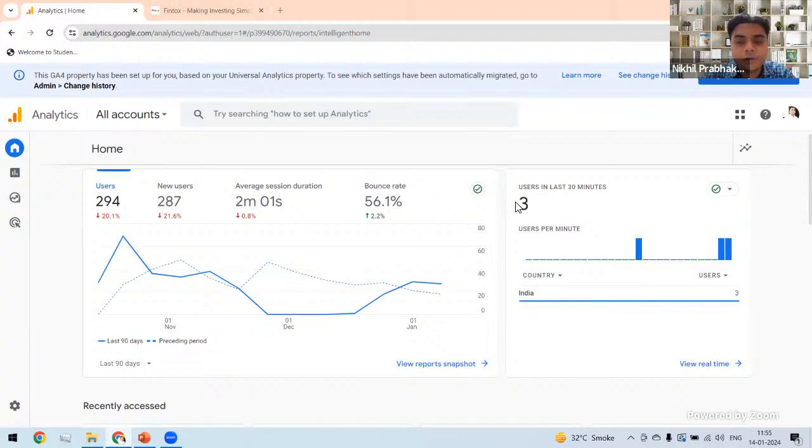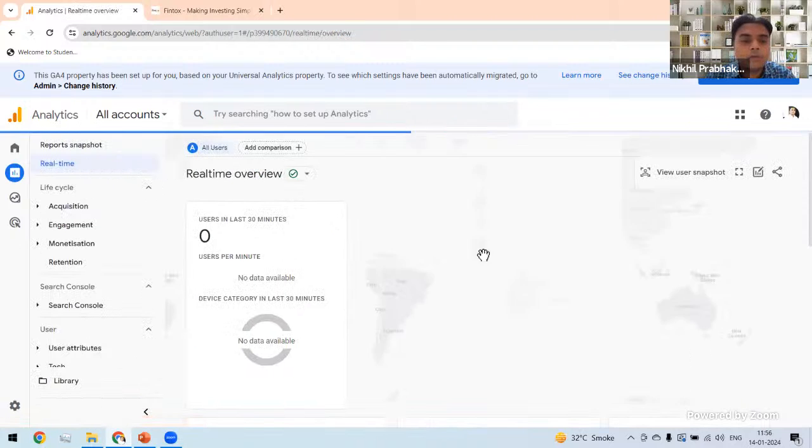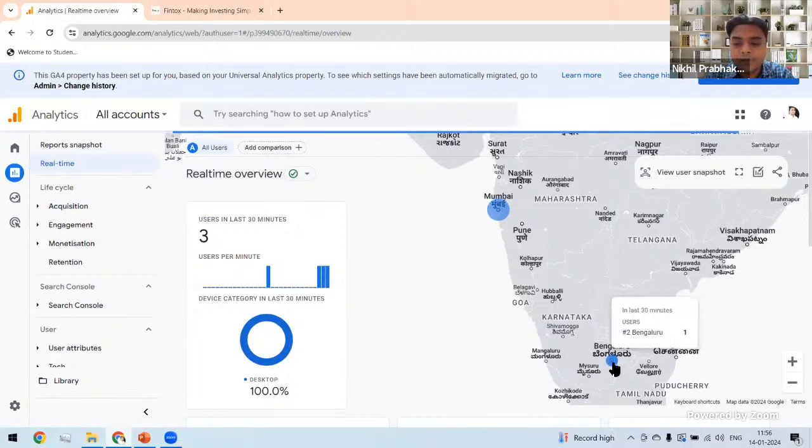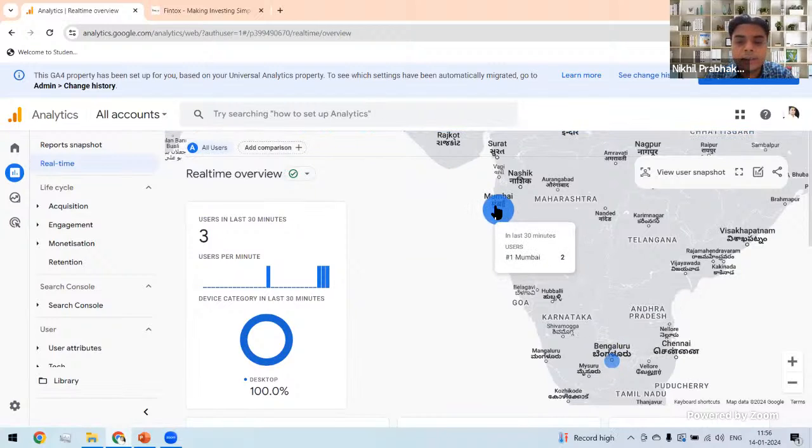Okay, there is one person already detected. So we have 3 people now. Now, what I'll do is I'll click on this real-time report. Okay, so I'll click on this real-time and let's see what further is getting reported. Okay, so we have 3 people. Maybe there is one person from Bangalore. There are 2 people from Mumbai. Okay, so yeah, Subramania is also there. Okay, so we have 3 people now.